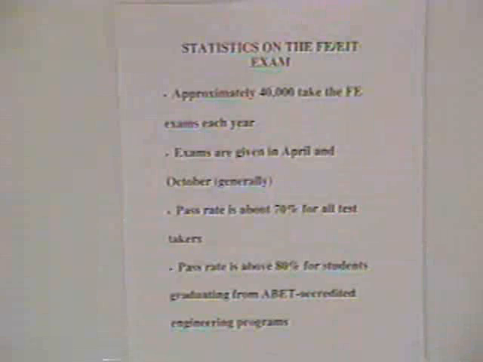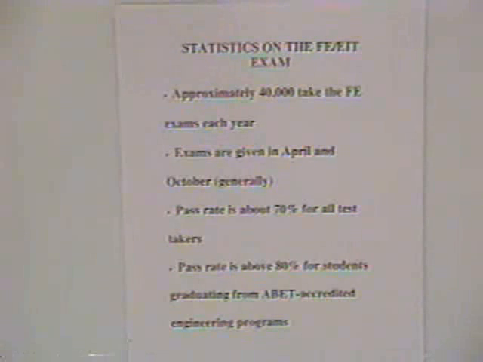Let me give you some statistics. On the Fundamentals of Engineering exam, you're going to be with an awful lot of people taking this exam at the same time you're going to be taking it this year. About 40,000 engineering students take the FE exams each year. The exams are given twice a year, in April and October generally. There are exceptions, like the fall 1997 exam, which was given, I think, on November 1. But generally you can look for the FE to be given in April and October.